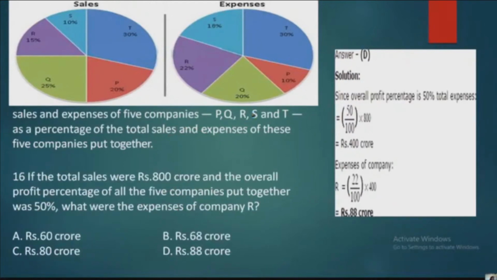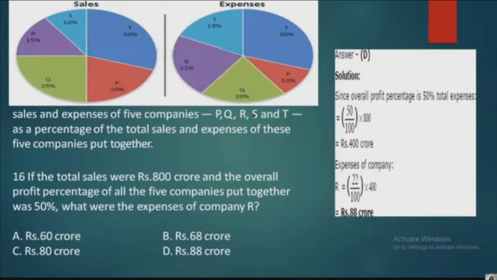Okay, so next is, if the total sales were rupees 800 crore and the overall profit percentage of all 5 companies put together was 50%, what were the expenses of the company? What were the expenses of the company R? Okay, so now see, since all profit percentage is 50% of the total expenses, for which company? For our company R.